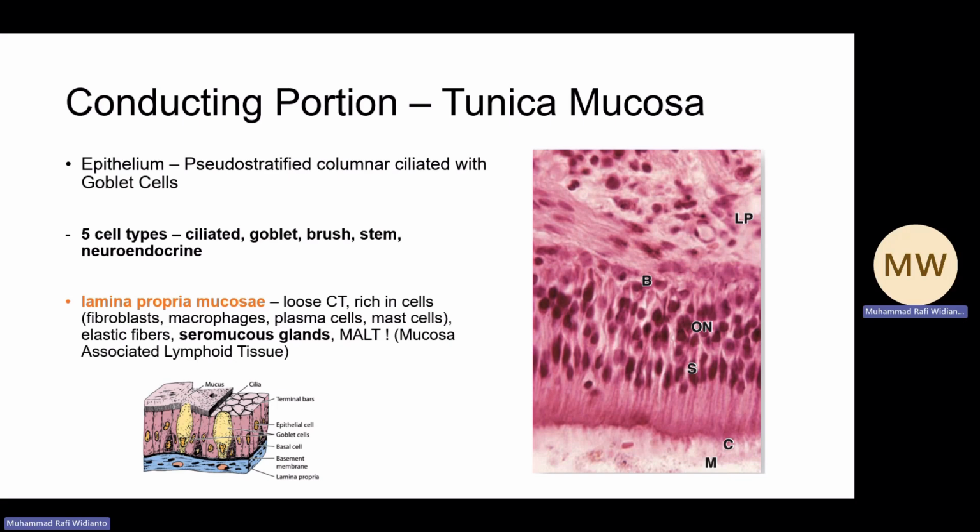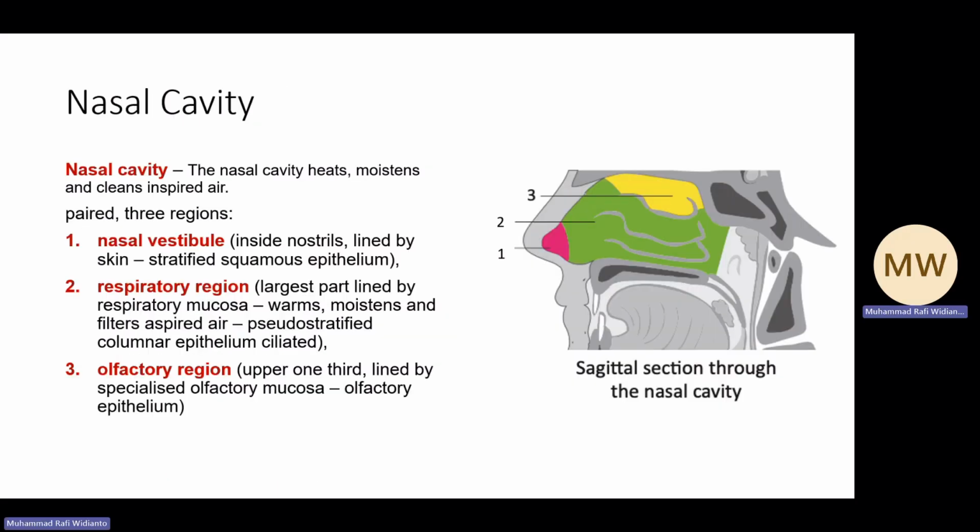And in the schema below, you can see what a pseudostratified columnar ciliated epithelium looks like. They're all different sizes, and the nuclei are at different heights, but they're all attached to the basement membrane. So the nasal cavity, again, basically heats and moistens inspired air and also cleans it, for example, with the hairs of the nasal cavity. But we'll mainly talk about the parts of the nasal cavity.